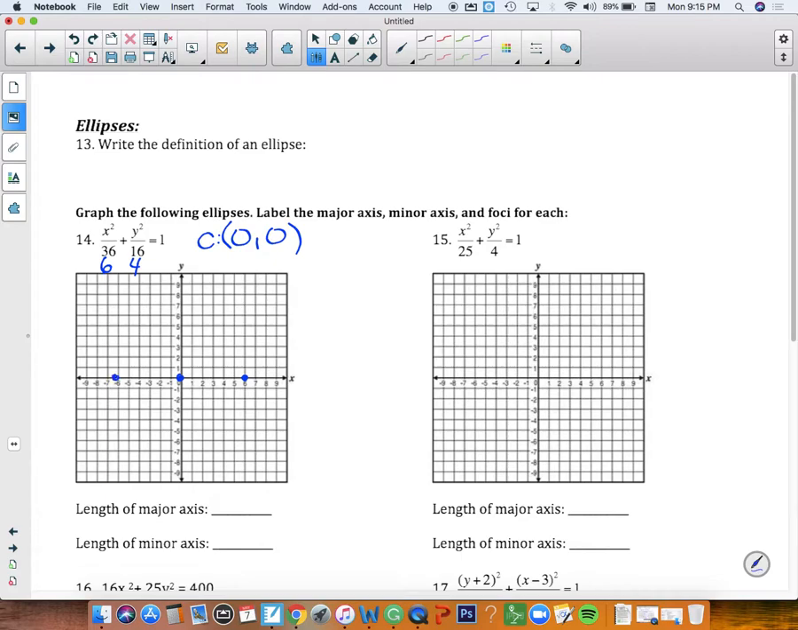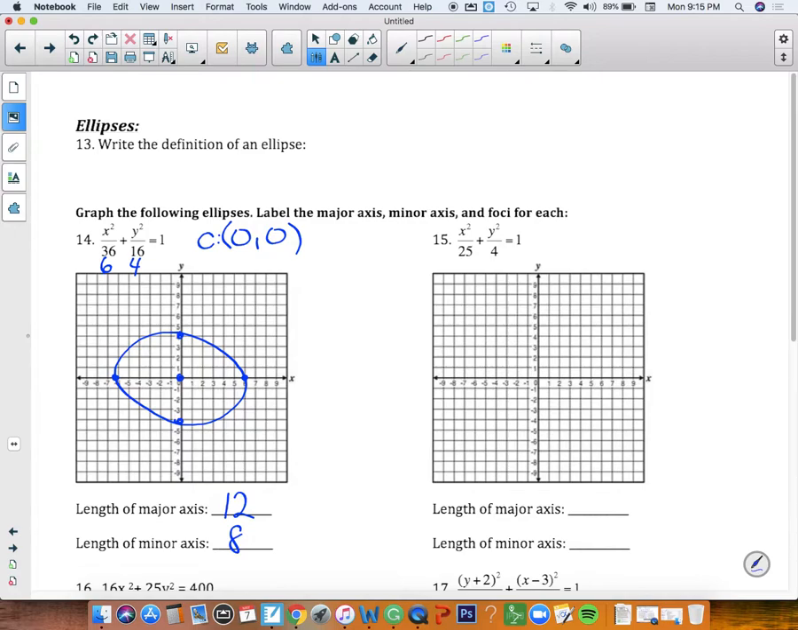So you can count if you wanted to, or you can take 2 times the 6 to get 12. It's 12 units long, okay? Going from here to here, that's 12 units long. And then for the minor axis, we go 4 up and 4 down, so that means that is 8 units long. And then we just try to draw an ellipse, okay? We also want to label the foci. All right, and that's the one that people were forgetting in class today.